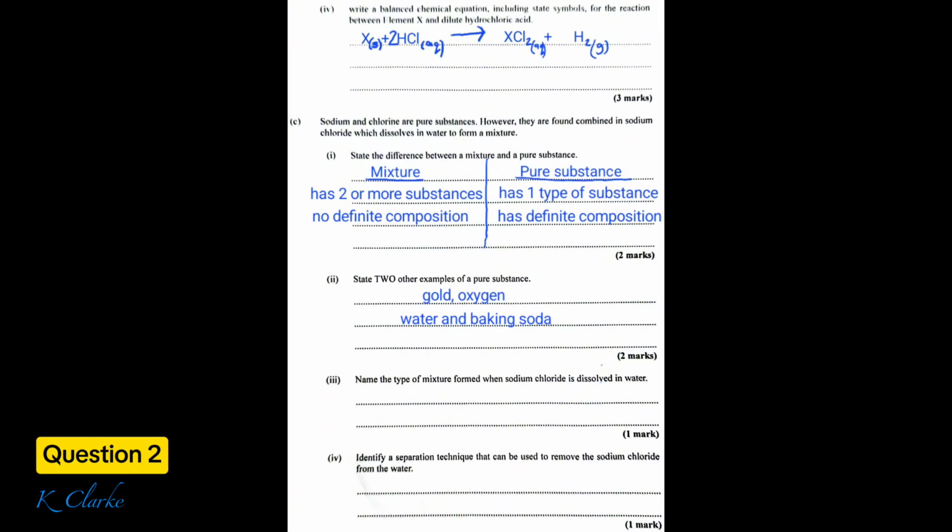I. Name the type of mixture formed when sodium chloride is dissolved in water. The type of mixture is homogeneous, or you could write a solution. IV. Identify a separation technique that can be used to remove the sodium chloride from the water. Evaporation is the most suitable separation technique.